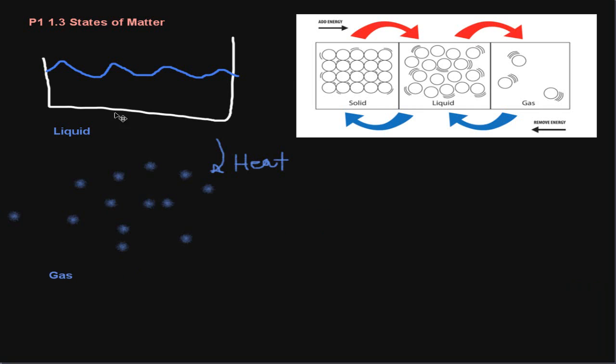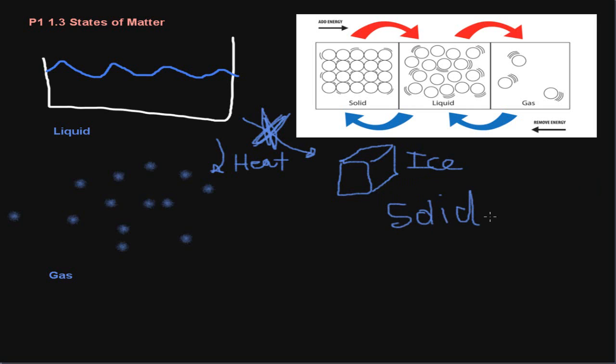But what if we cool it down or take away the heat or energy, as it likes to call it in this diagram? I'll put an X here to say remove heat or energy. Well, it turns into ice. I can try to draw an ice cube. It turns into ice because it solidifies. As you can see, if you remove energy from a liquid, it turns into a solid. And ice is a solid.